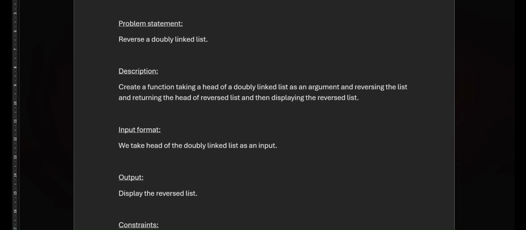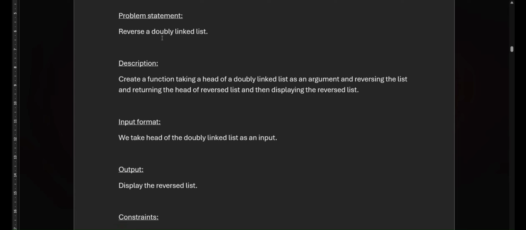Now, we've completed the first problem of day 17 and now we are moving to the second problem. So let's start. What is the problem statement? We have to reverse a doubly linked list. Now it is similar to the problem one which we solved previously. It is reversing a singly linked list. So this is nothing but the same problem with the doubly linked list.